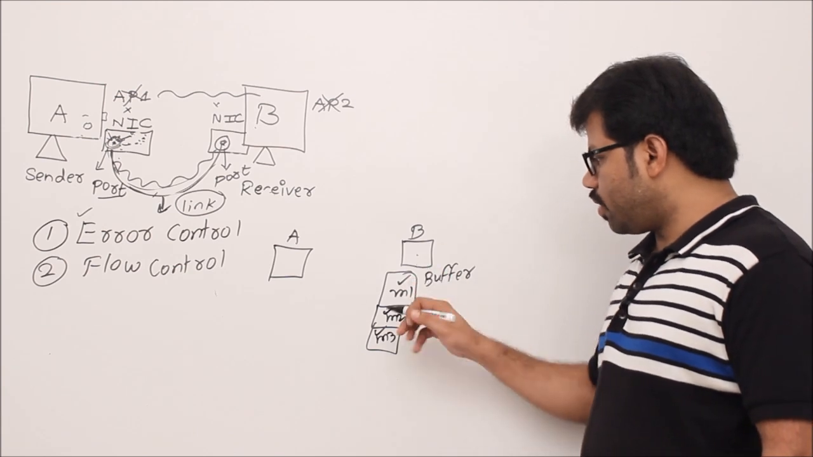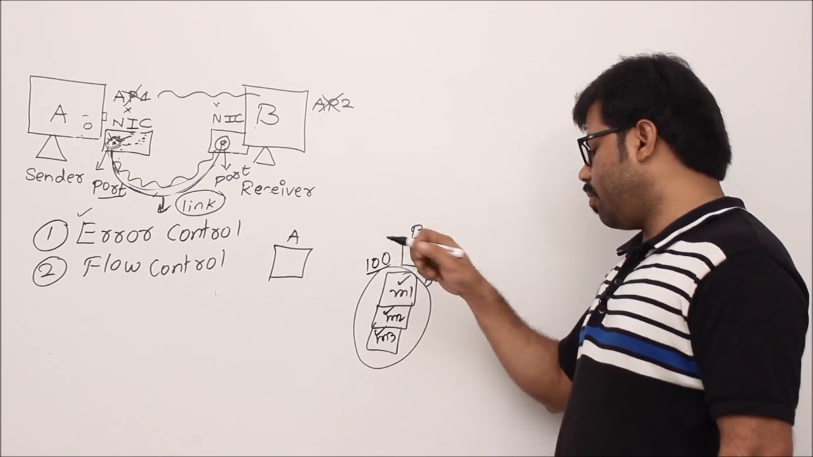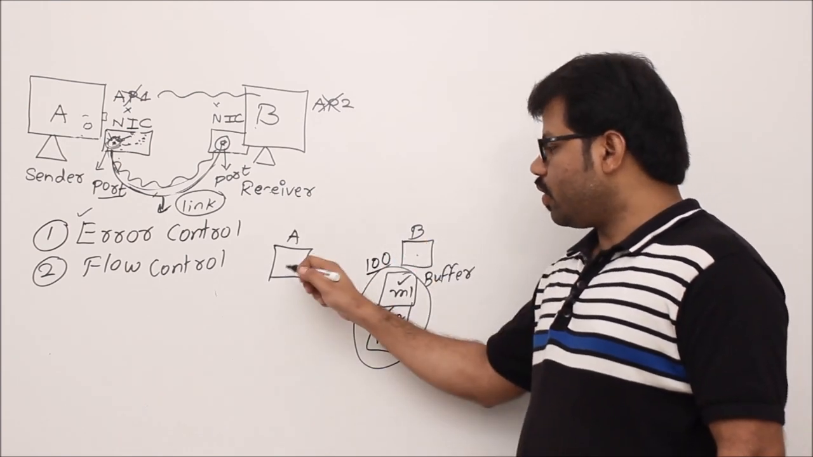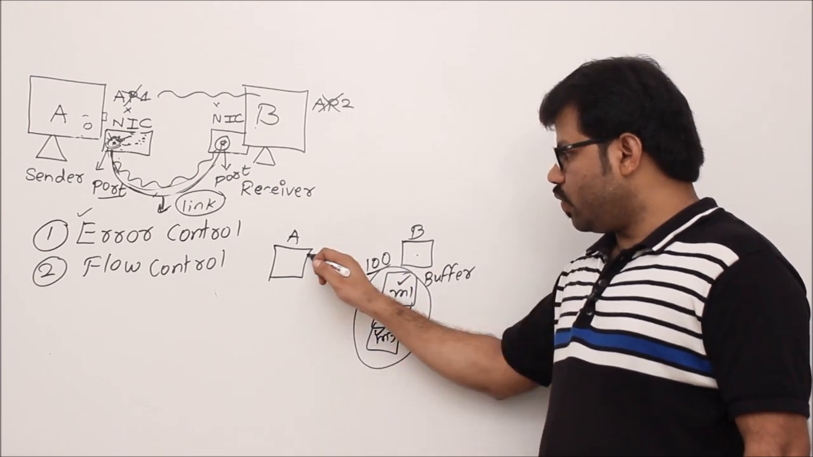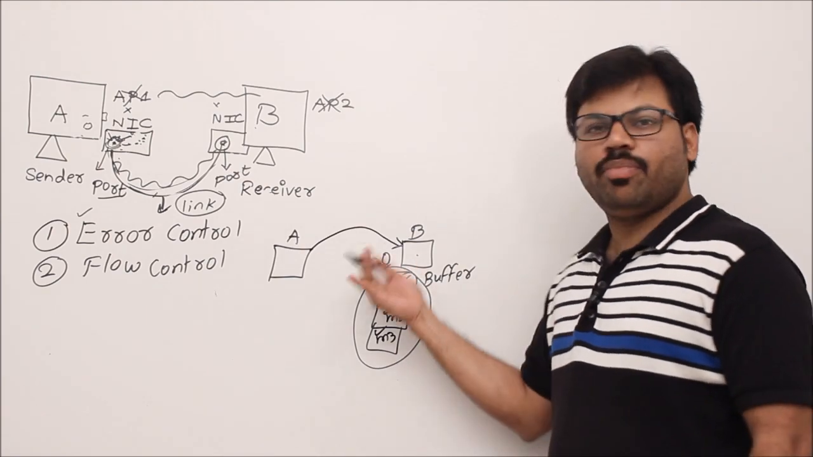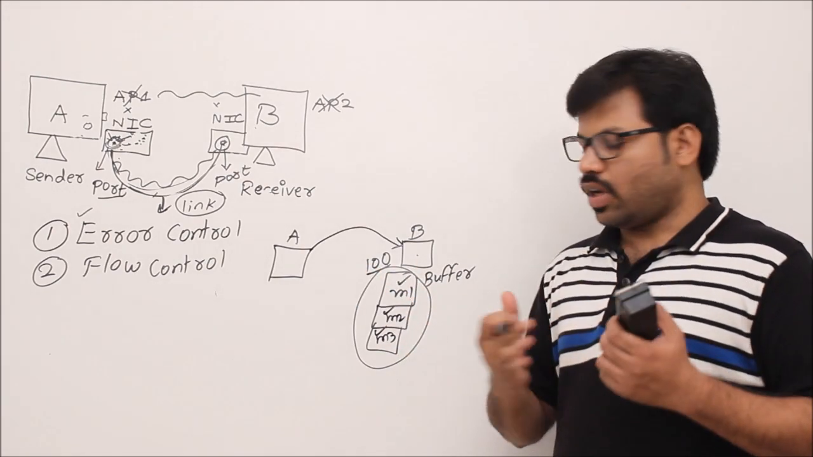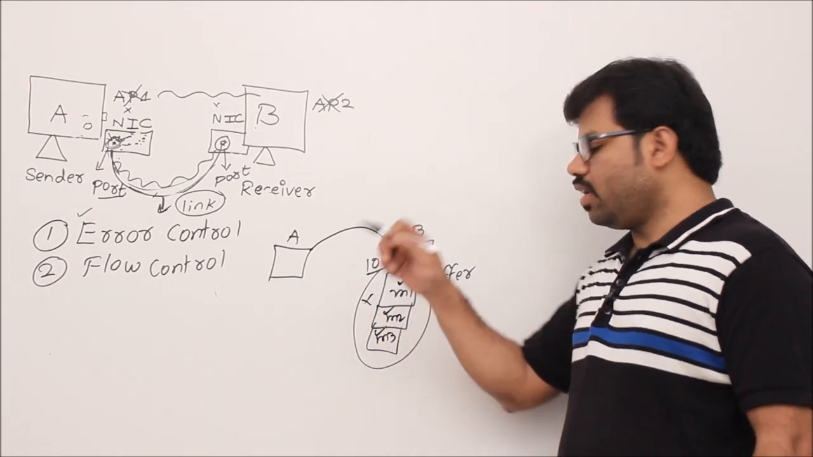Then what happens after some time, because it's a finite buffer, right? Let's say the buffer capacity can hold only 100 messages, but your sender is sending a lot of messages, more than 100. Then we say that A is going to drown B, otherwise A is going to flood B. Then some of the messages will be lost.